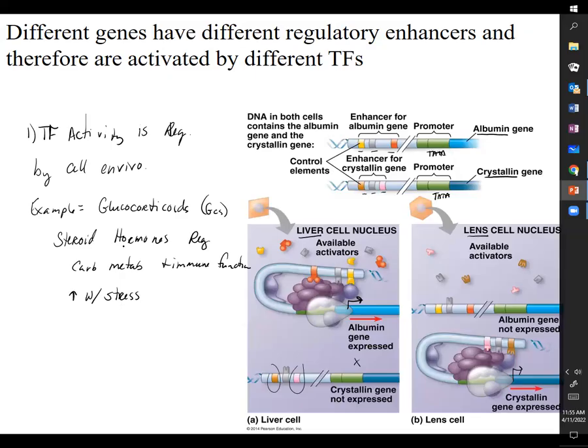Now, stress is not always a bad thing. Stress could be something like going for a jog or working out. And in that case, glucocorticoids would come up and come back down and actually have a positive influence on physiology. But if you have a traumatic stress or chronic stress, glucocorticoid levels can go up and stay up, and then they can cause dysfunction.